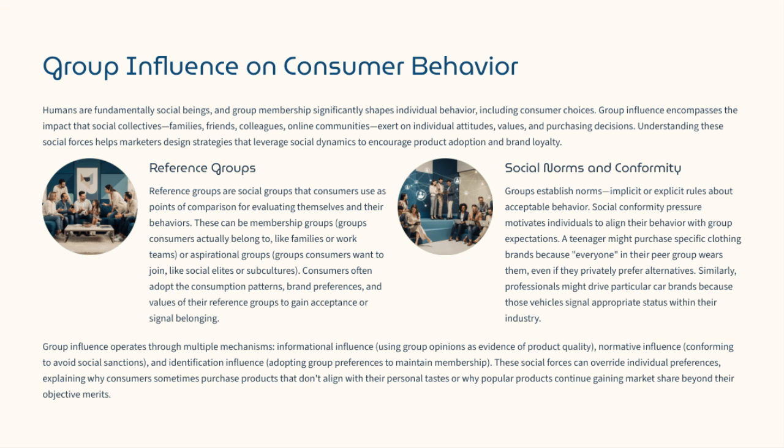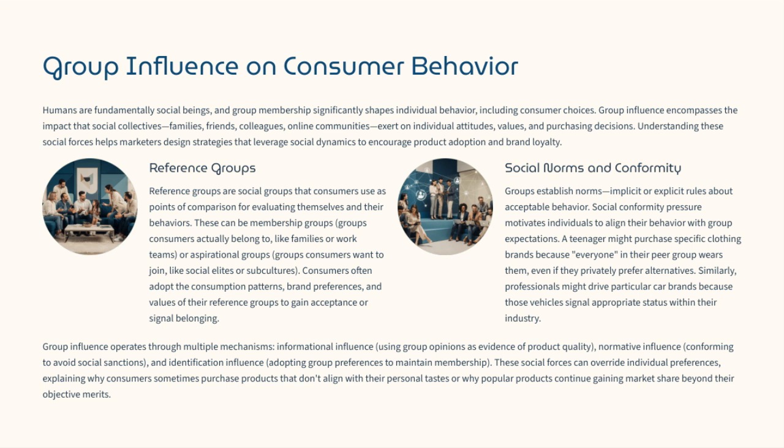Similarly, professionals might favor certain car brands that signal status in their industry. This leads us to the concept of social norms and conformity. Reference groups are key here. They're the social groups we compare ourselves to when evaluating our own behaviors. These can be groups we belong to, like family or work teams, or aspirational groups, like social elites or subcultures we admire and want to join.